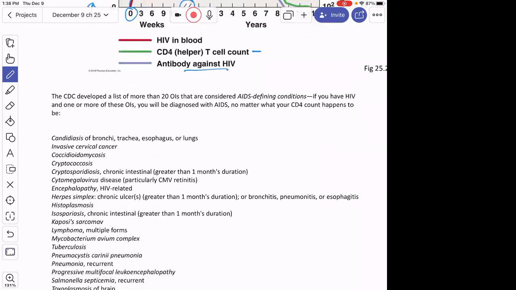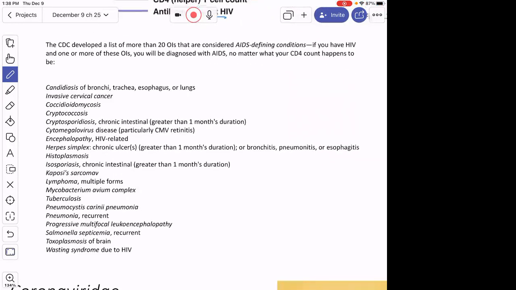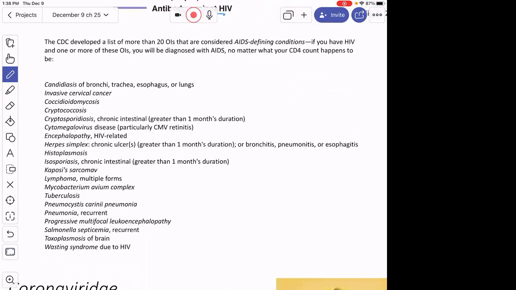So here's a list from the CDC of the kinds of infections that AIDS patients will get. If a patient has one or more of these infections, then they're considered, I think, or maybe it's, if you have HIV and one or more of these opportunistic infections, then you're considered to have full-blown AIDS, no matter what your CD4 count is. You'll recognize some of the things on here.